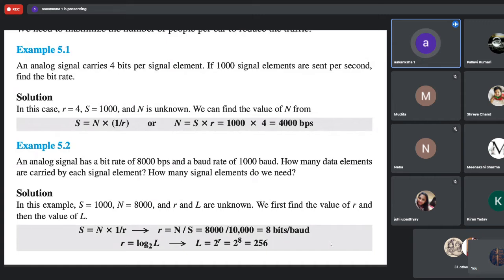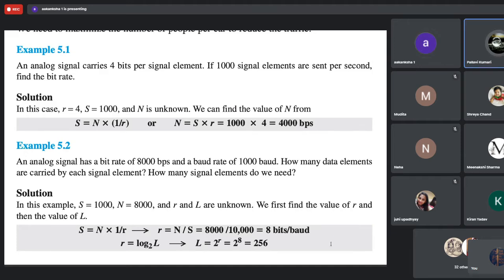So how many data elements are carried by each signal element? Now S is given to you, the baud rate is 1000, N is given, the data rate is 8000 bits per second, and R and L are unknown. So we first find out the value of R and then the value of L. So what is the formula? S is equal to N into 1 upon R. Baud rate is equal to bits.